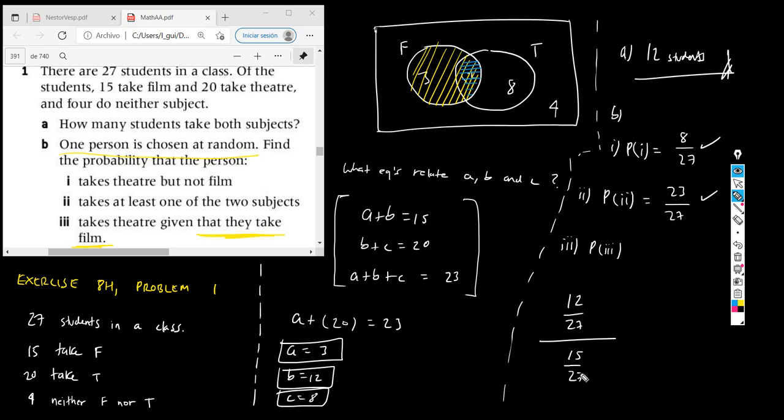Remember, why am I dividing over 27? Because it must be in relation to the whole sample space. In the end, it doesn't matter, as you can see, because these and these are going to be canceled, and so the end result is 12 over 15, or 4 over 5. So basically this 4/5 is the ratio of this area to this area in total. Okay, the ratio of this area to this area, which is 12 over 15, which makes sense, right?